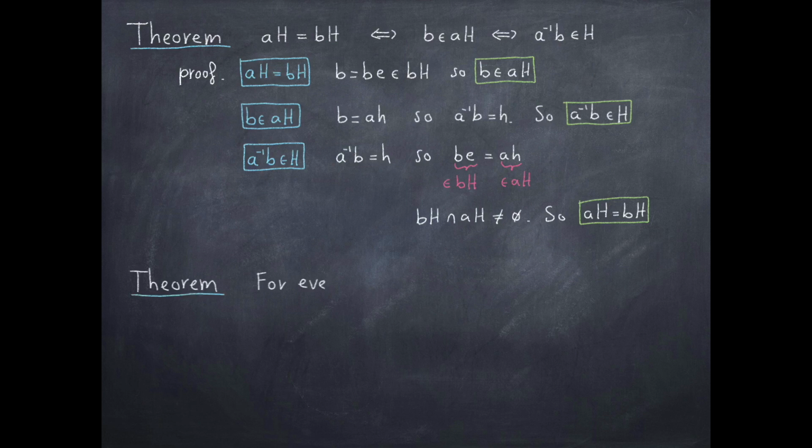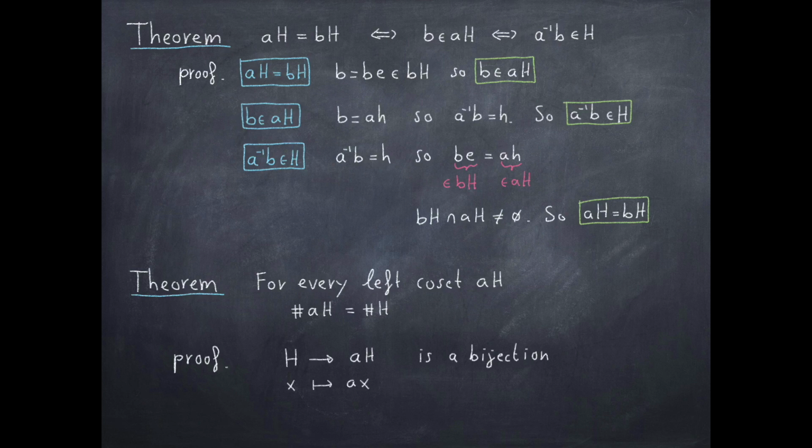Another property that we noticed in our example was that all left cosets had the same size. That this holds in general is the statement of the next theorem. The cardinality of every left coset is equal to the cardinality of the subgroup H. The proof follows directly from the fact that left multiplication by an element A gives a bijection from H to the coset AH.